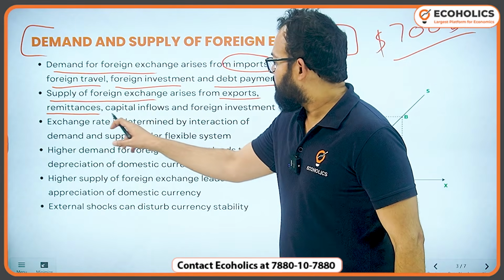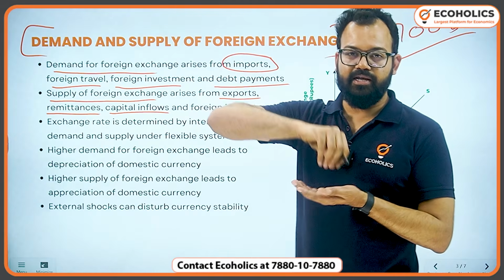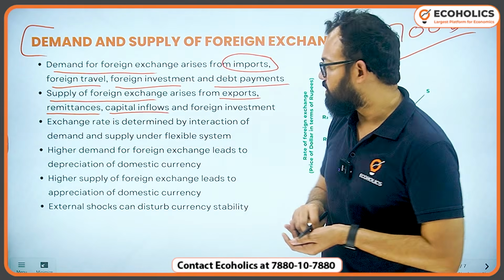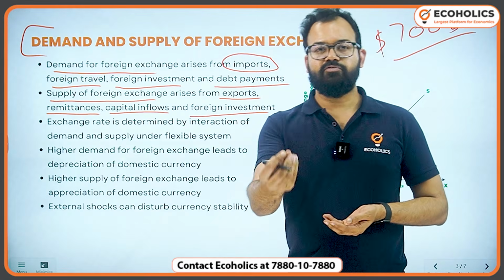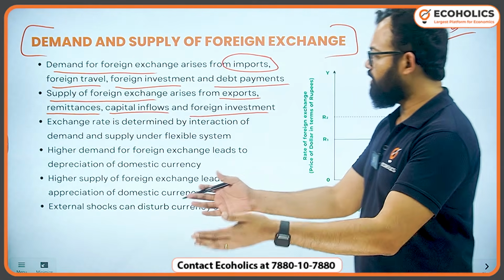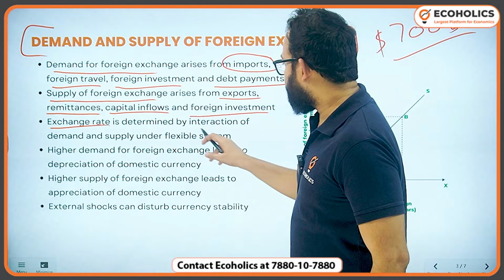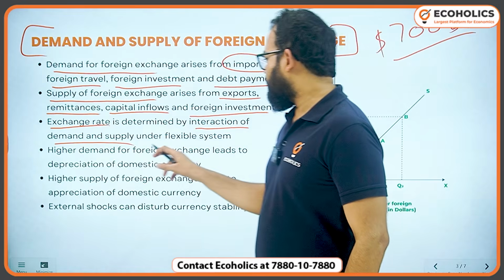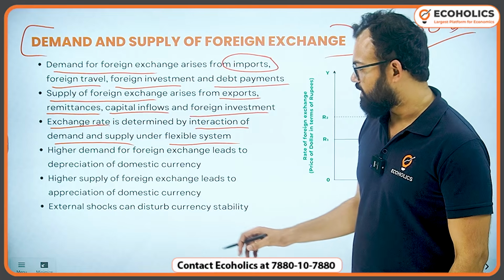Okay? Capital inflows means US people investing in India. Why am I taking the US? Just for the sake of understanding. And foreign investment: McDonald's coming to India will ask for rupees or will supply dollars to India. Okay? So the exchange rate is determined by the interaction of demand and supply under a flexible system. There are different systems, we'll see in the upcoming slide.